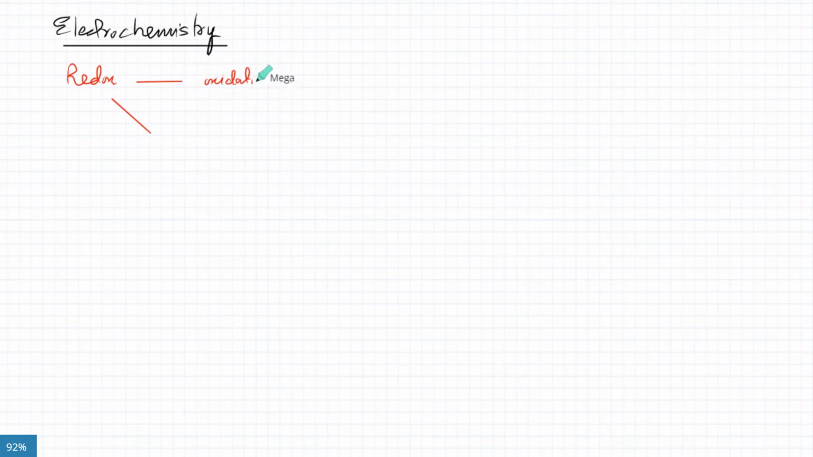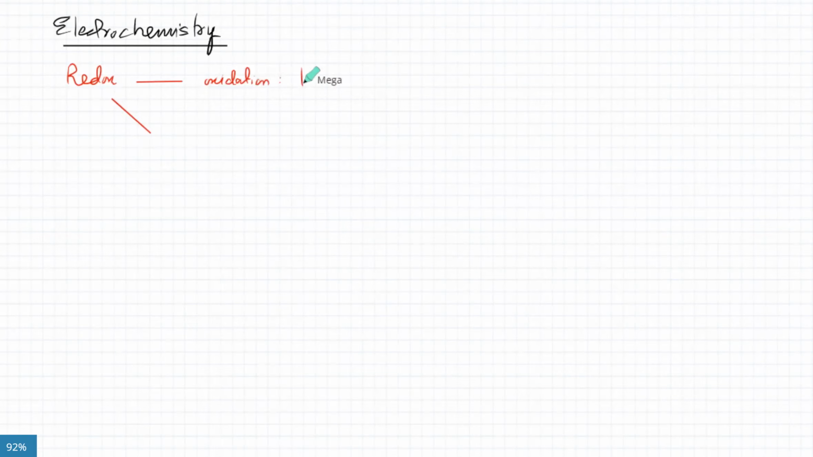So we're going to start with the very basics. The basics are we're going to start with redox equations and oxidation states. The first, redox. Redox is oxidation and reduction. So when you have both things happening, what is oxidation? Oxidation is the loss of electrons.